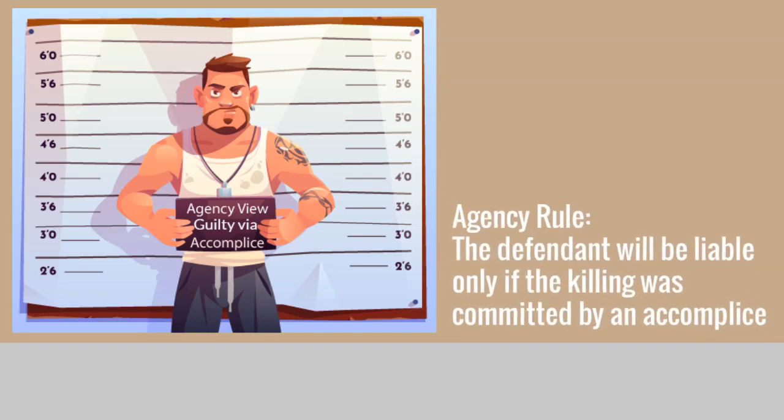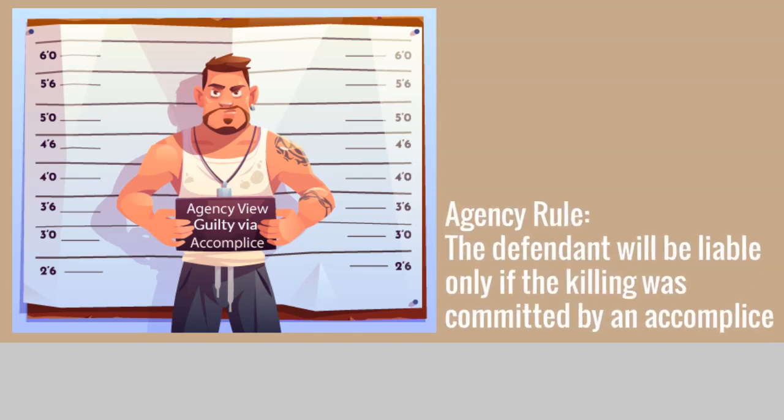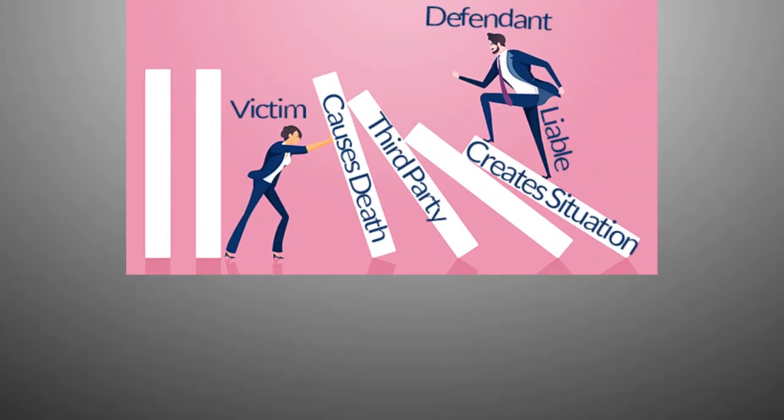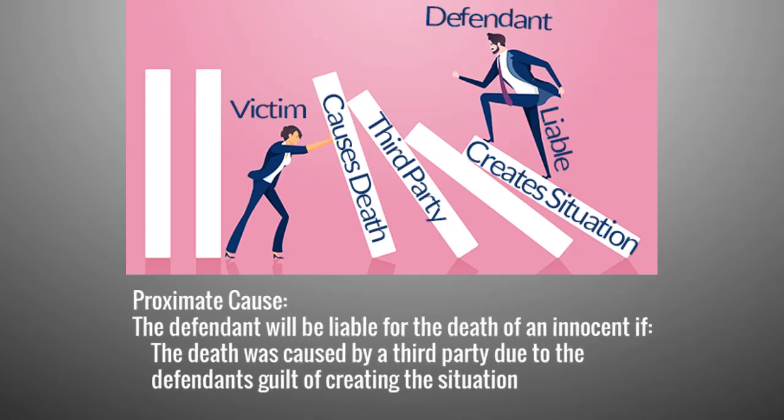The agency view holds that the defendant is liable for murder, only if the murder was committed by an accomplice. Under the proximate cause view, the defendant is liable for the death of an innocent victim if that death was caused by a third party due to the defendant's guilt of creating the situation.